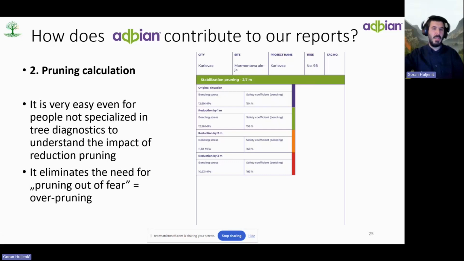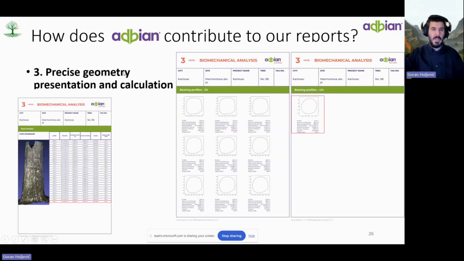It eliminates the need for pruning out of fear, which is always over-pruning the trees. Then we get the precise geometry presentation and calculation. You had a very detailed presentation from Bara on why this is important. And this is also important for us to know.